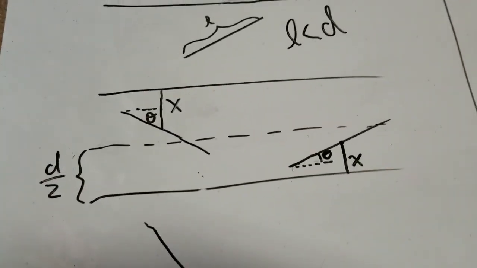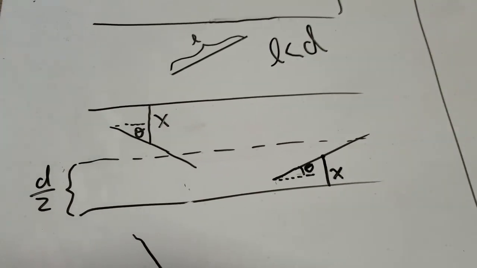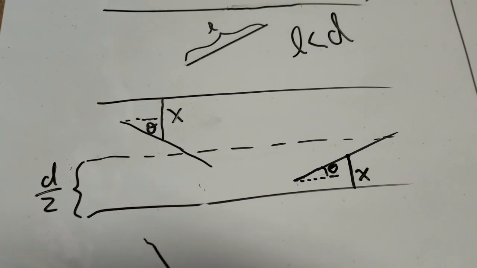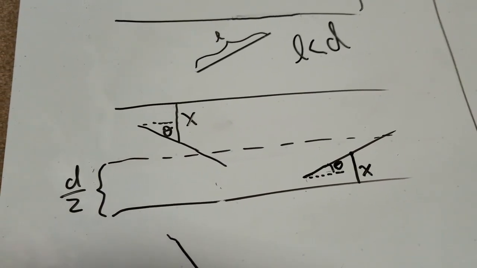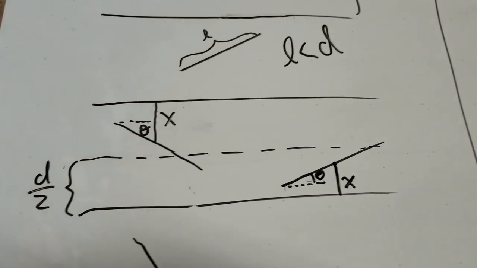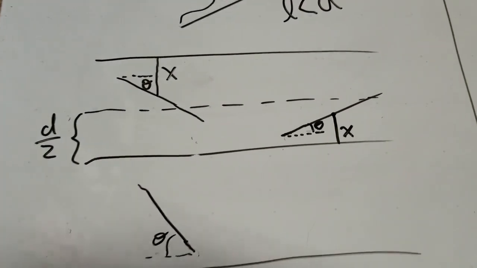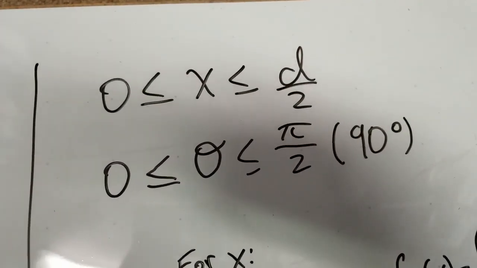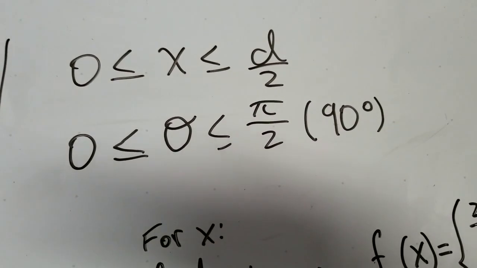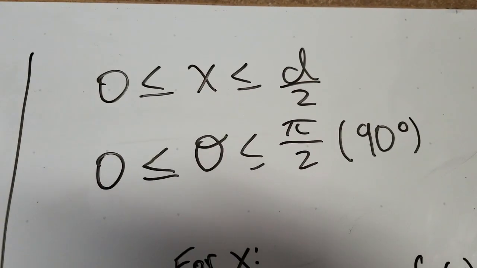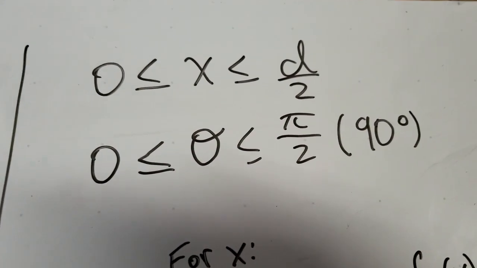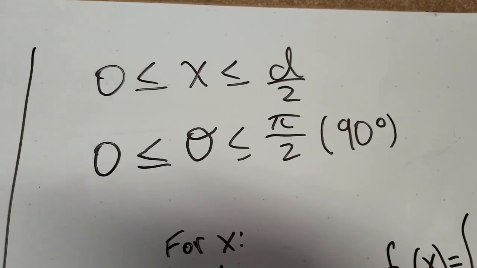And now, since the throws must be totally random, that means that x and theta are uniformly distributed, which means it's a uniform PDF. So we can actually find the PDFs for these two values. So x can take values between d over 2 and 0, and theta can take values between 0 and pi over 2, which is 90 degrees.